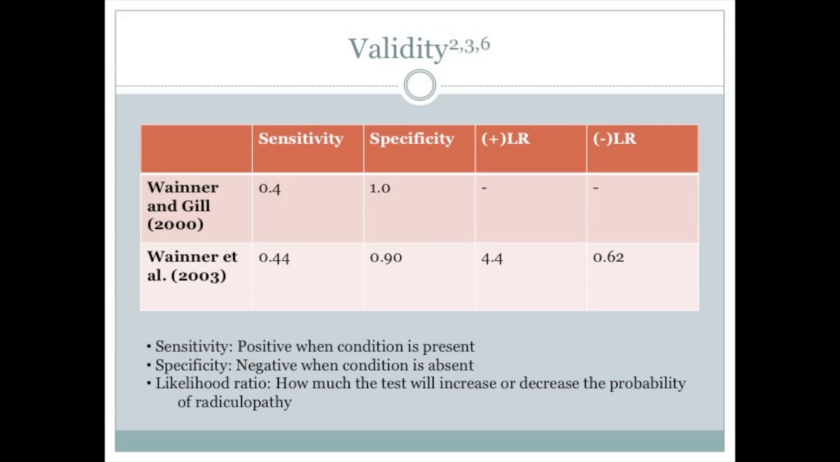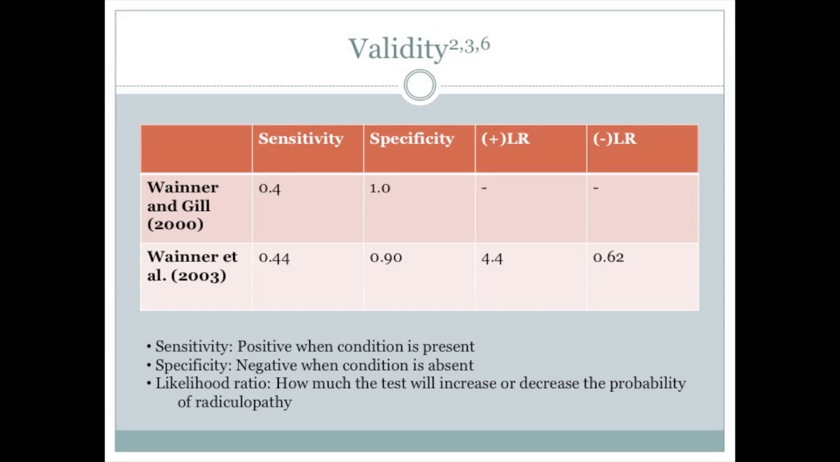Sensitivity measures between 0.4 and 0.44 are not as good. This means the test is not as good at ruling in cervical radiculopathy and may produce more false negatives. This may lead us to use the test in conjunction with another to be sure we're not missing someone who has a cervical radiculopathy. The following 2 statistics reported by Weiner et al.